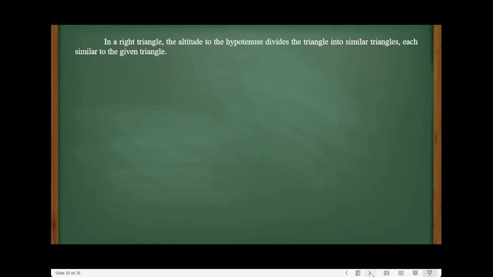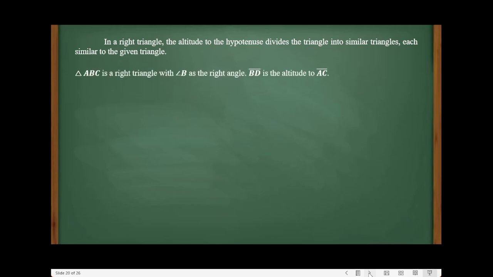For our next slide, let us read this statement. In a right triangle, the altitude to the hypotenuse divides the triangle into similar triangles, wherein each of these right triangles is similar to the original right triangle. Okay?